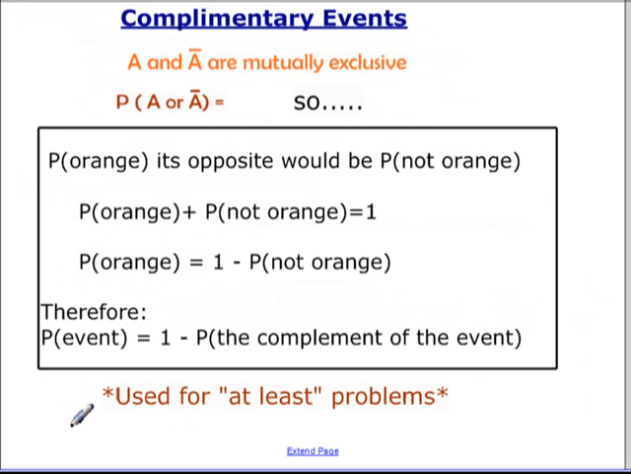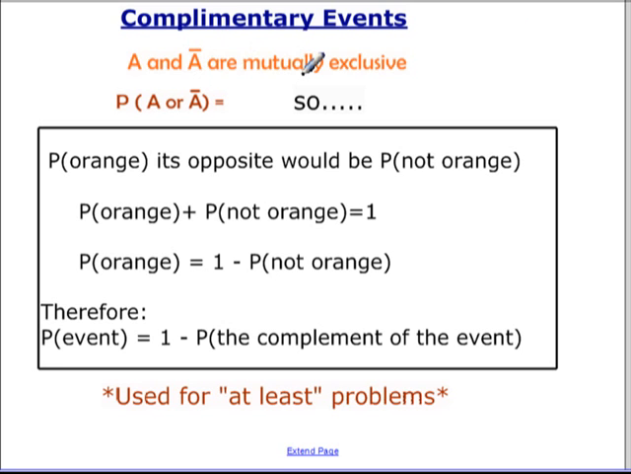Complementary events. So we use this notation, I don't know what to call that, maybe a complement. I would read that, A and A complement. So if A is some event, A complement would be the probability of that thing not happening.